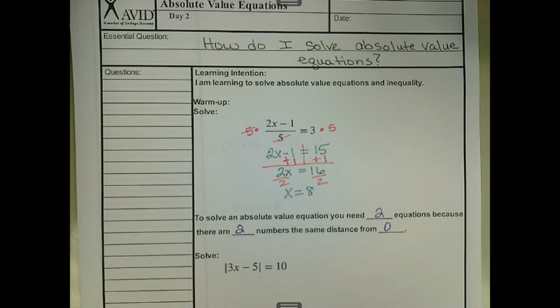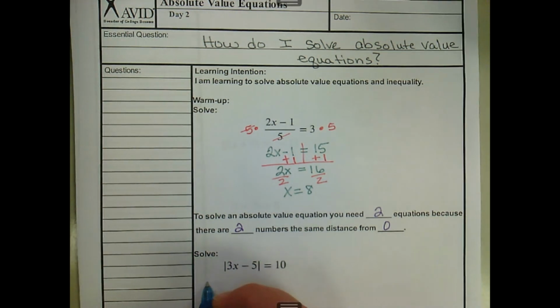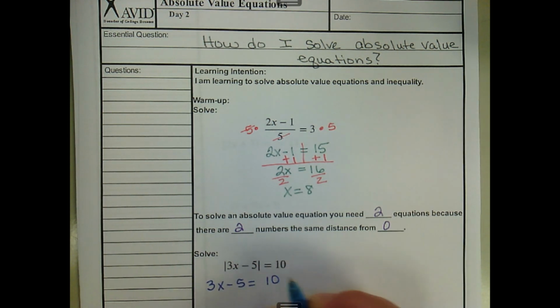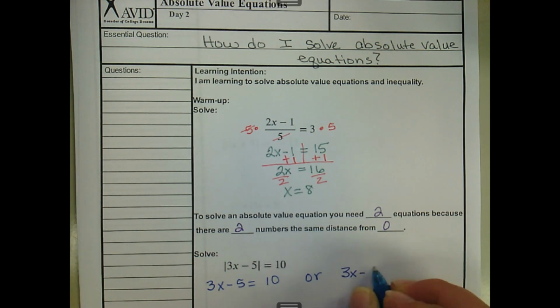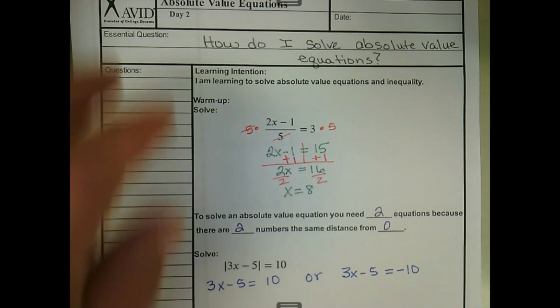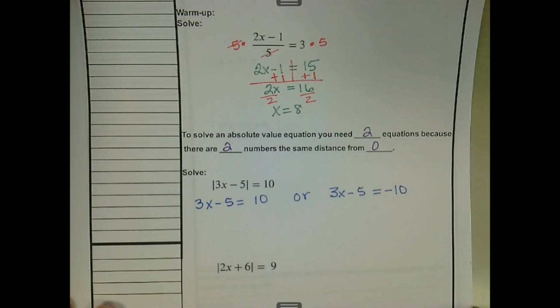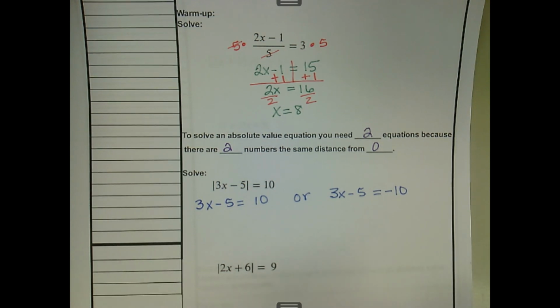Okay, so the first step is also always to isolate the variable. Is it isolated? Yes. Now I set up those 2 equations. 3x minus 5 is equal to 10. That's my positive side. Or 3x minus 5 is equal to negative 10. You've got 2 equations that look alike, except one's with a positive 10 and one's with a negative 10. You do solve them in exactly the same manner.